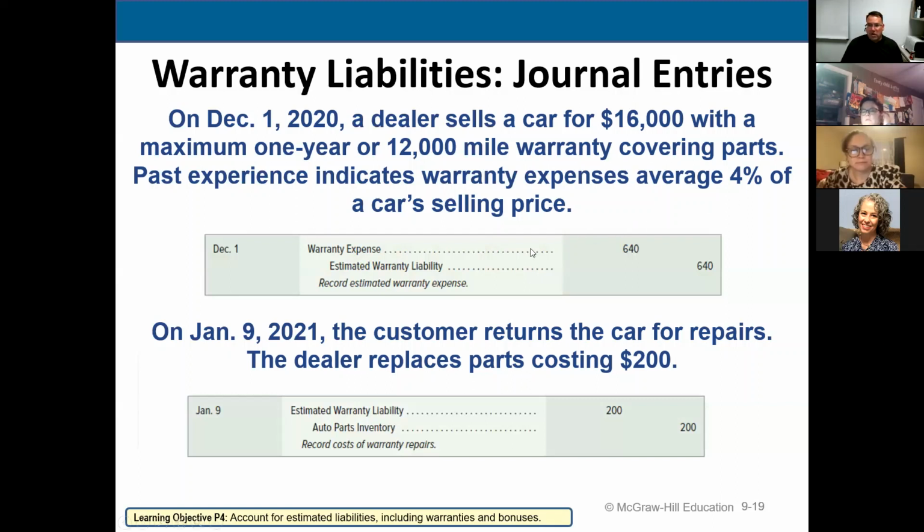And so all they do is they debit warranty expense. Again, that allows us to take the expense in the current fiscal period and then credit an account called estimated warranty liability. And then whenever we actually have to make a payout on it, we're just going to debit the warranty liability and credit, in this case, they didn't pay cash. They used the parts right out of inventory. So they credited the parts inventory.